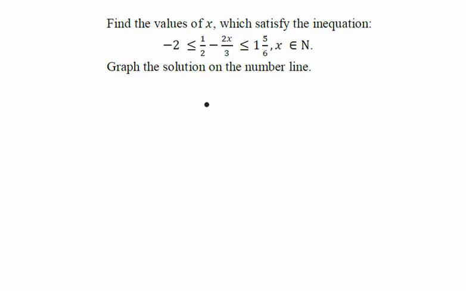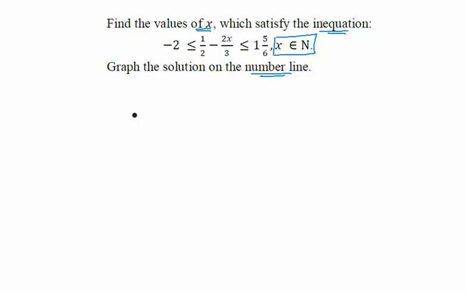Okay, so the question is, find the values of x which satisfy the inequation minus 2 is less than or equal to half minus 2x by 3 is less than or equal to 1 integer 5 by 6. Also, x should belong to natural numbers. This is an extra condition given to us. And further, they are asking to graph the solution on the number line, right? So let us first try to solve this inequality, then we will plot the same solution on the number line.